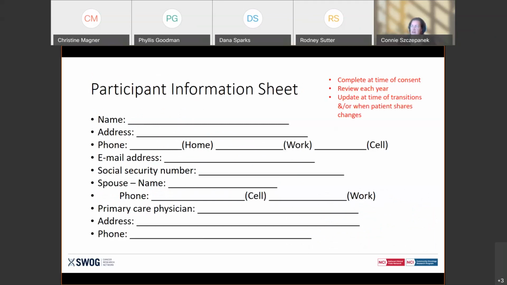This is an example of a participant information sheet you might create and put in the front of your chart, but if you complete it at the time of consent, review it every year with them, or at the time of a transition, like they tell you that they're moving or they're going to go south for the winter, or whenever they share a change, just making it simple so that you can find this stuff in one place. Next slide, please.